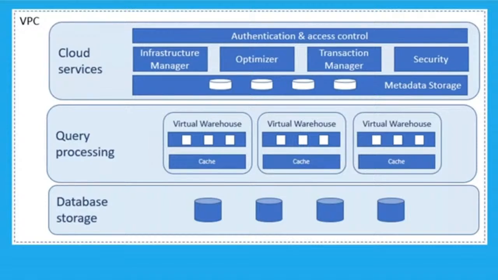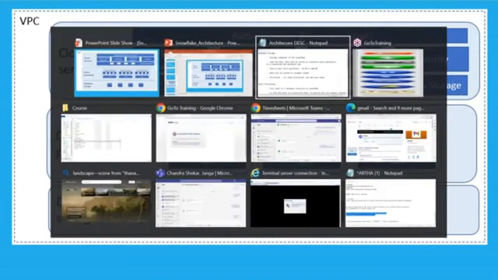So we have a cloud services layer, then a query processing layer, and then a database layer. I am repeating once again because this Snowflake architecture is very important. Damn sure you will get one or two questions on the Snowflake architecture in every interview, wherever you go, in all the companies. That's why I am repeating. Now we will discuss one by one.